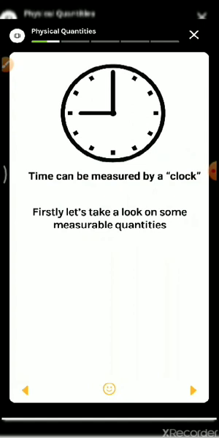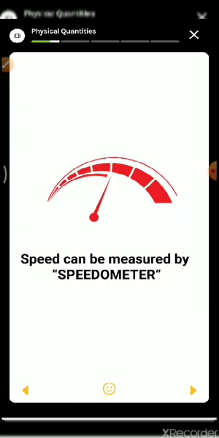So here it is given that in physics we measure to compare quantities, but only certain quantities are measurable. Let us see which quantities are measurable and which are not. Time can be measured by a clock. You are using this in your day-to-day life. Firstly, let's take a look at some measurable quantities. Speed can be measured by a speedometer.